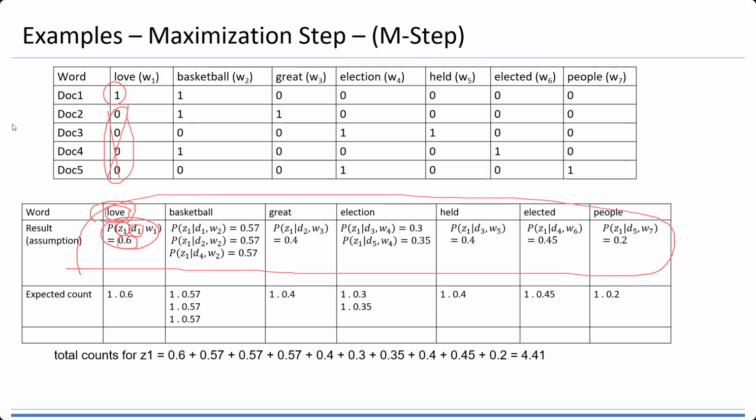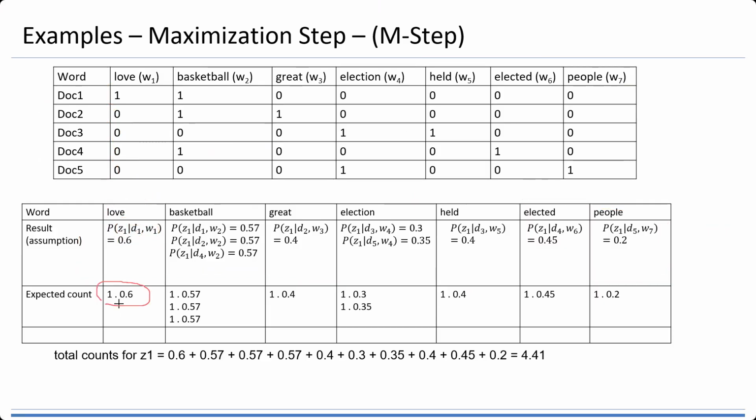Then the expected count is 1 multiplied by 0.6. For the basketball, we have 3 occurrences: basketball in document 1, in document 2, and in document 4. This is the probability of Z1 given the document and word 2. Let's say we have this value. So the expected count is 1 multiplied by 0.57, multiplied by 0.57, and 1 multiplied by 0.87. Again, we have all those values. Let's say we got 0.4, 0.3 and 0.5.